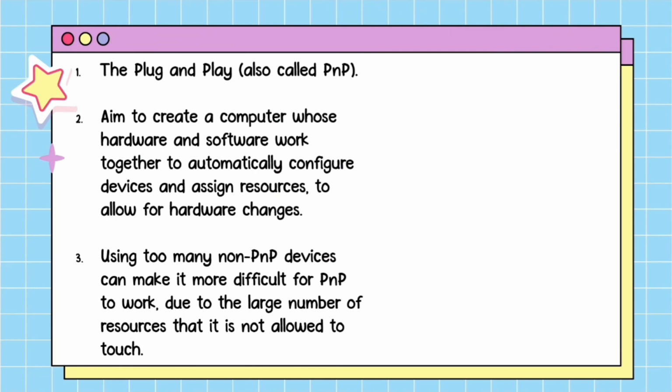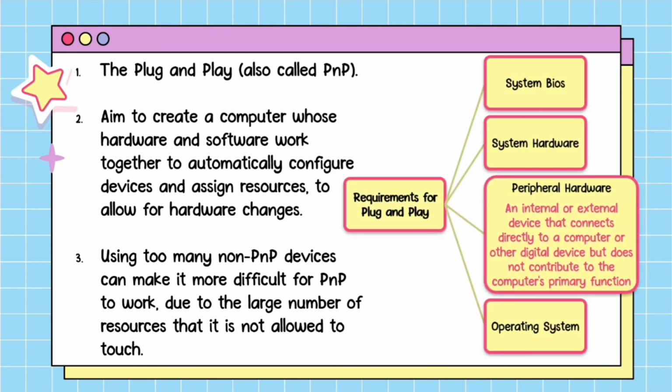The goal of plug and play, or also known as PNP, is to create a computer whose hardware and software work together to automatically configure devices and assign resources to allow for hardware changes. Devices that do not support the PNP standard can be used in a PNP system, but they present special problems. There is usually no problem using these devices with PNP, but using too many non-PNP devices can make it more difficult for PNP to work due to the large number of resources that it is not allowed to touch.